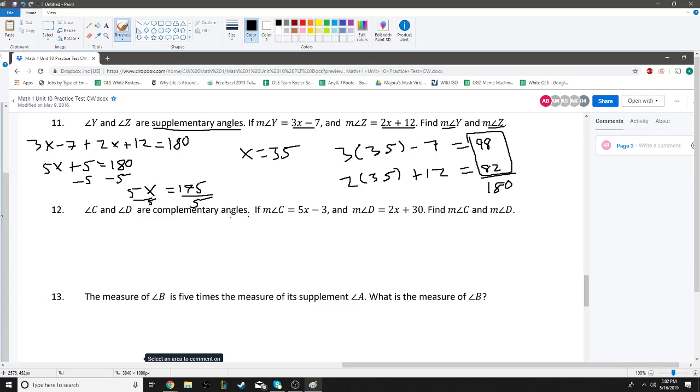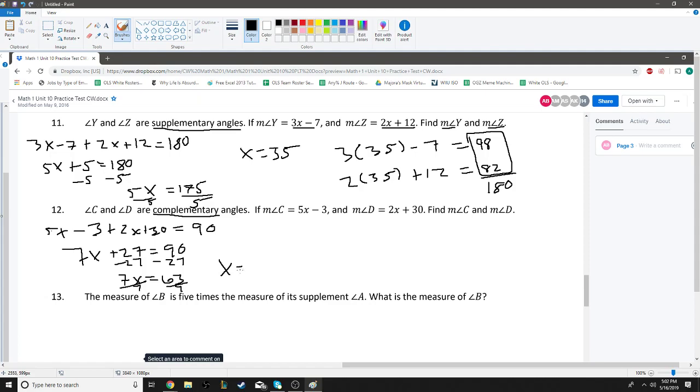So next one is very similar, except it's with complementary angles. Complementary angles add to 90 degrees. So it's going to be 5x minus 3 plus 2x plus 30 equals 90 degrees. Combine like terms to get 7x plus 27 equals 90. Subtract 27 on both sides to get 7x equals 63. And divide both sides by 7 to get x equals 9.